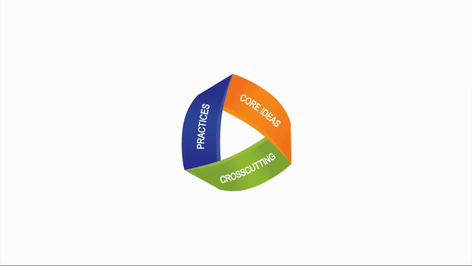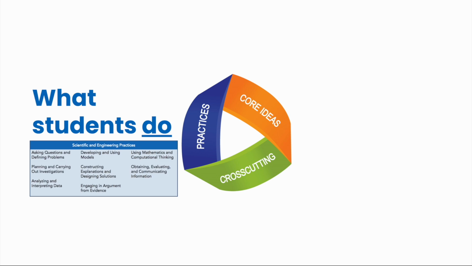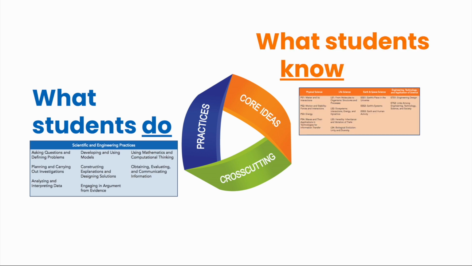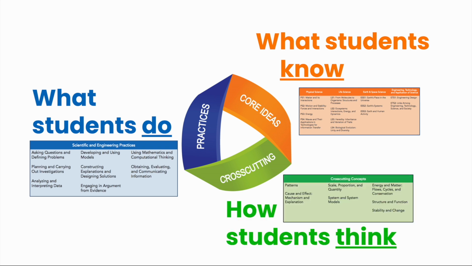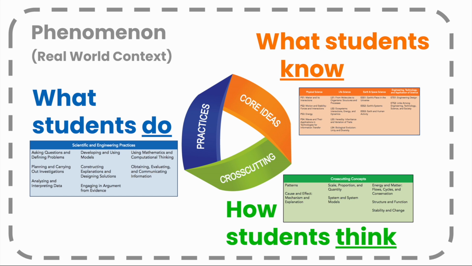That is where we want our students, meaning that in every science lesson, students are doing one or more of the science and engineering practices, building their understanding of the disciplinary core ideas, and thinking using one of the cross-cutting concepts as they work to figure out a real-world phenomenon or design solutions to a real-world problem.